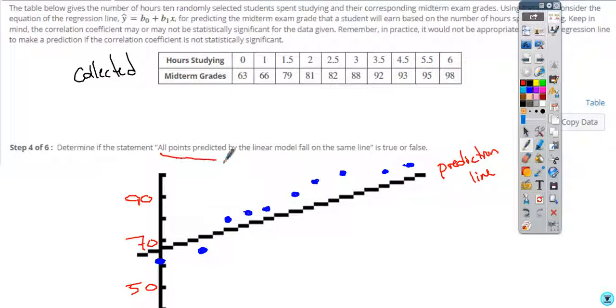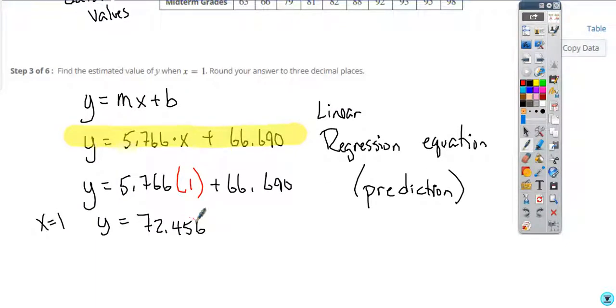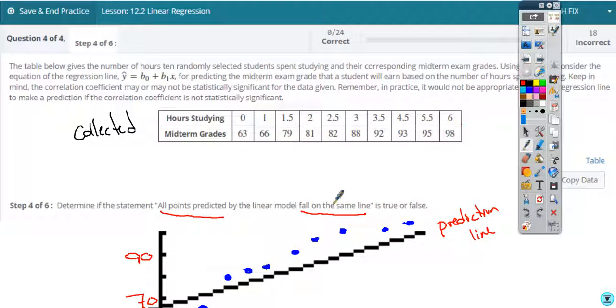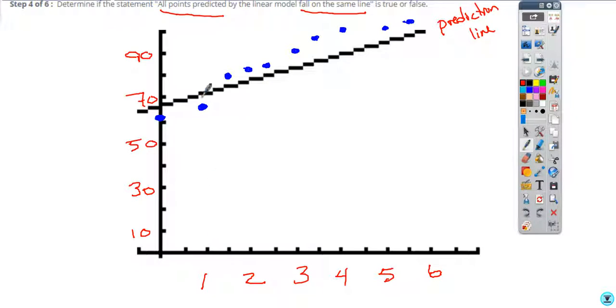Well, all points predicted fall on the same line. Those are our predicted points. Any point that we choose, any x value that we plug in. So if we plug in x equals 1, that point we're going to get is going to land on our line. If we plugged in x equals 2, that point we're going to get is going to fall on our line. So at 1, I got 72.456. It's going to be right there.